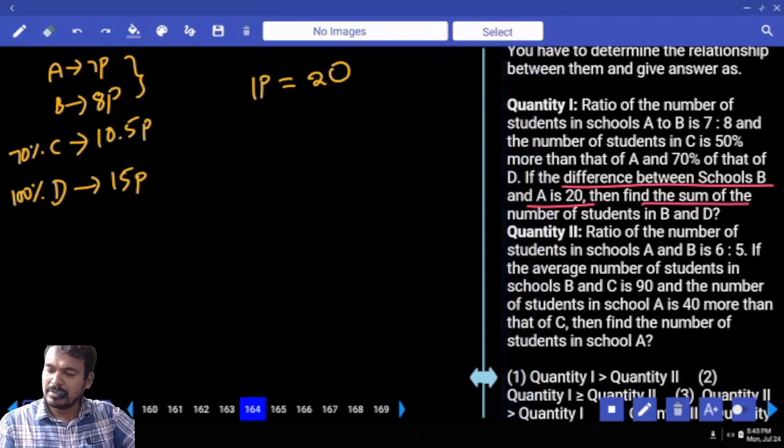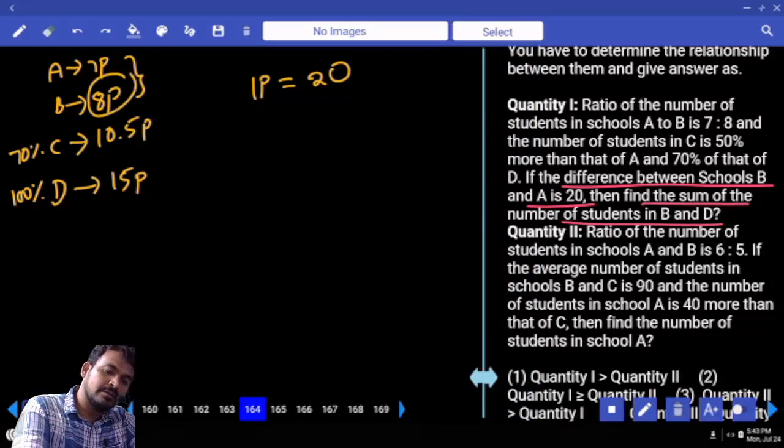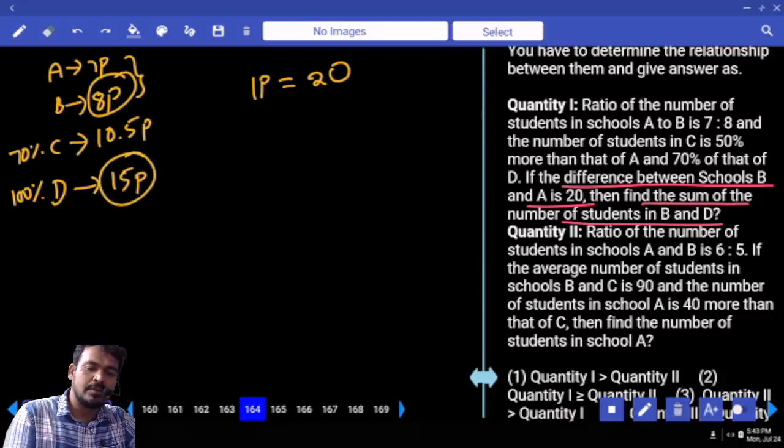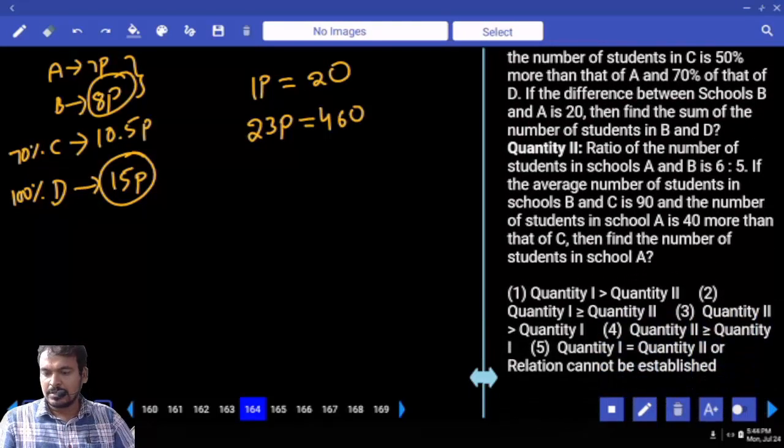Find the sum of the number of students in B and D. B is how many parts? 8 parts. D value is 15 parts. Total 23 parts. 1 part is 20. 23 parts are 460. Next, what is quantity 2?